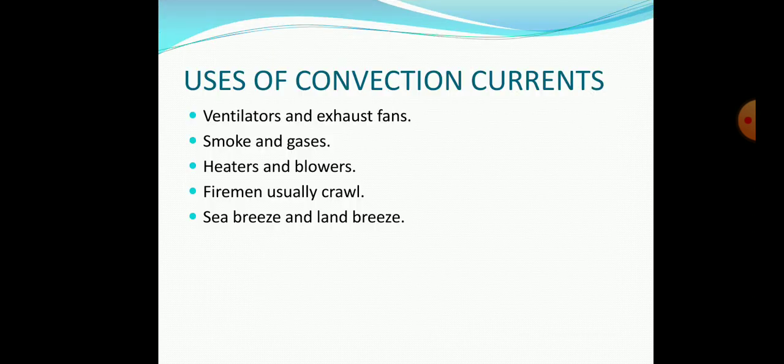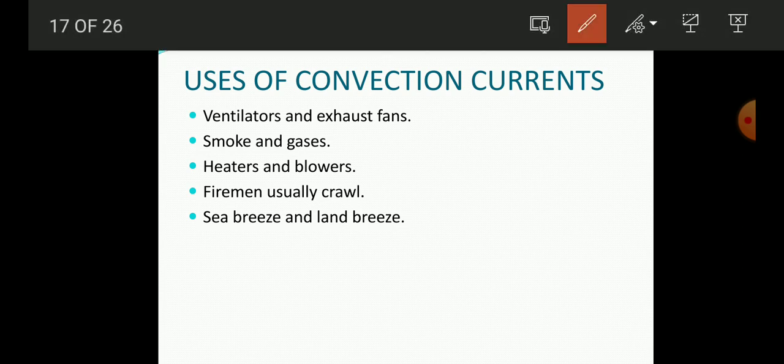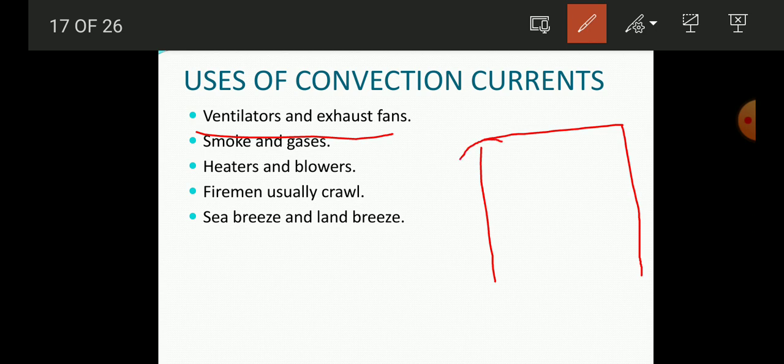So here, what are the uses of convection current? Students, ventilators and exhaust fans. Ventilators are placed in our houses. Like if this is a room, then ventilators or the exhaust fans are placed on the corner or the top of the room. Why are these placed? Let us know about it.